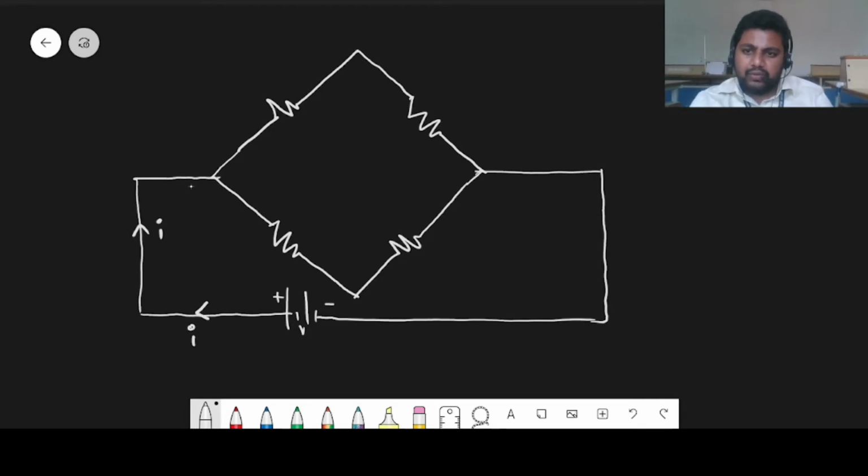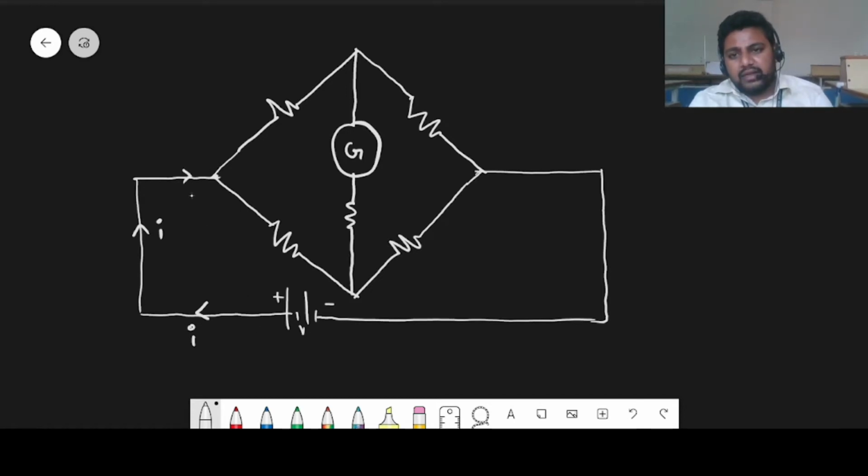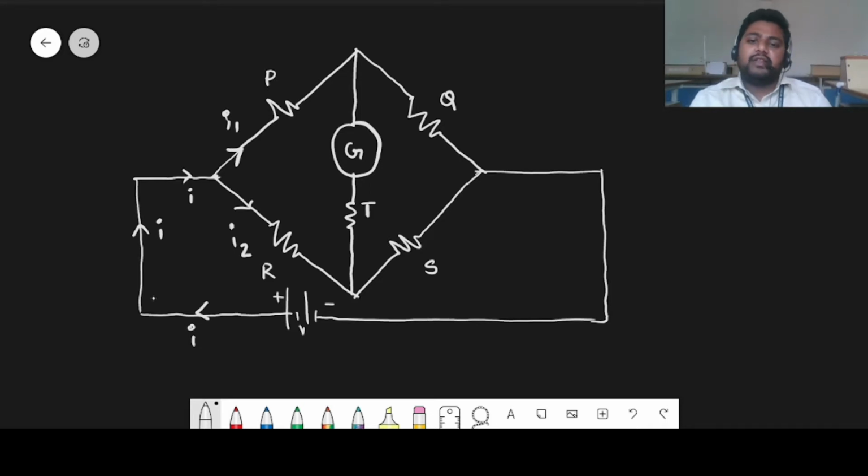So I is flowing through it, and in between you can add a galvanometer, or there will be a resistance you can take. Now this current at this junction will get divided as I1 and I2. Let's say we are taking these resistors as P, Q and R, S. All these are having P ohms, Q ohms, R ohms and S ohms resistances. And this is some T we are taking as the resistance which is connected in between.